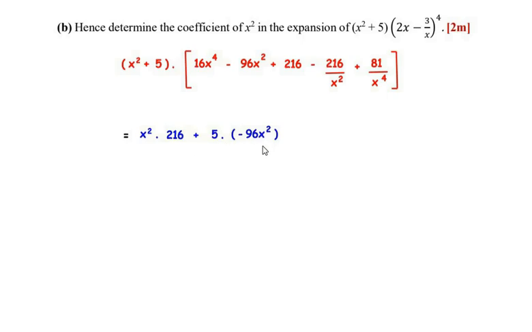Now let us simplify this. Now we are going to take only the constants from the x square because we have been asked to take the coefficients. So we are going to take only the coefficients of x square. So 216 from the first term plus 5 times negative 96 gives us negative 480, and 216 minus 480 gives us minus 264. So this is the coefficient of x square in the expansion of these two brackets. This is our answer. Now let us move on to the next question.